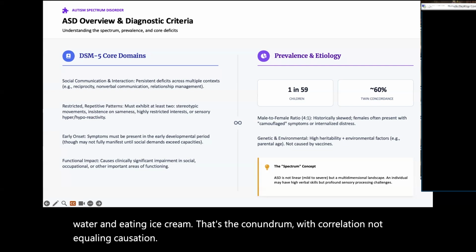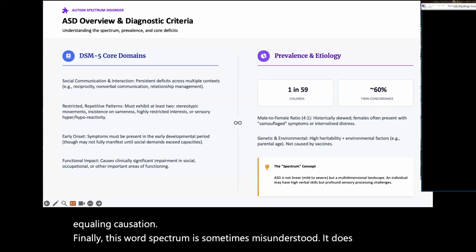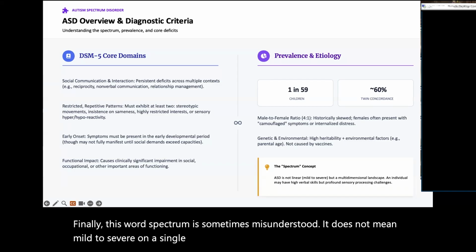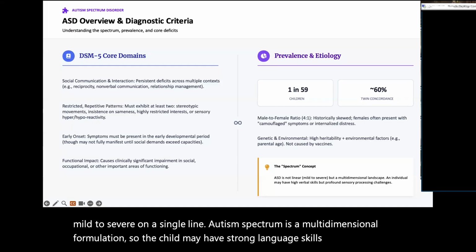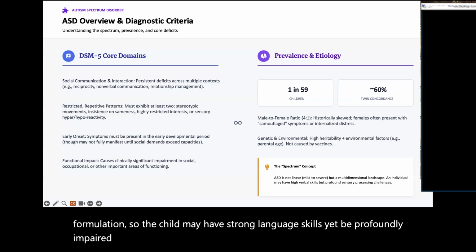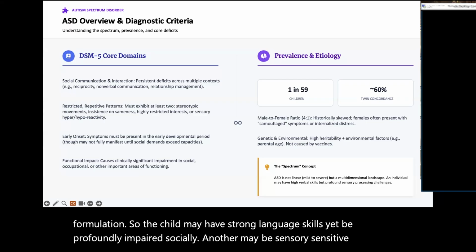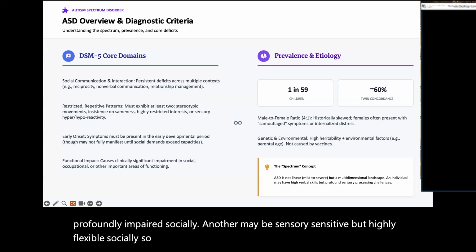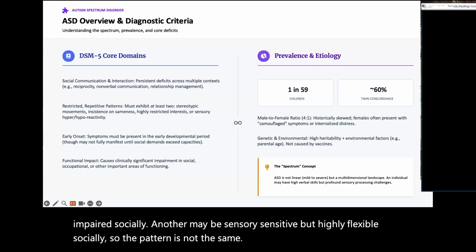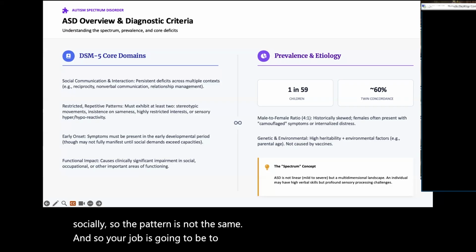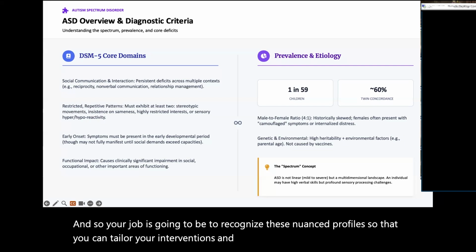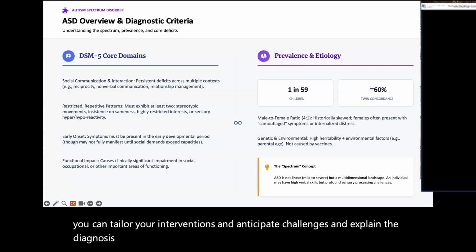Finally, this word spectrum is sometimes misunderstood. It does not mean mild to severe on a single line. Autism spectrum is a multidimensional formulation. So the child may have strong language skills, yet be profoundly impaired socially. Another may be sensory sensitive, but highly flexible socially. So the pattern is not the same. And so your job is going to be to recognize these nuanced profiles so that you can tailor your interventions, anticipate challenges, and explain the diagnosis to family members so that they can not burn out and have some support along the way.